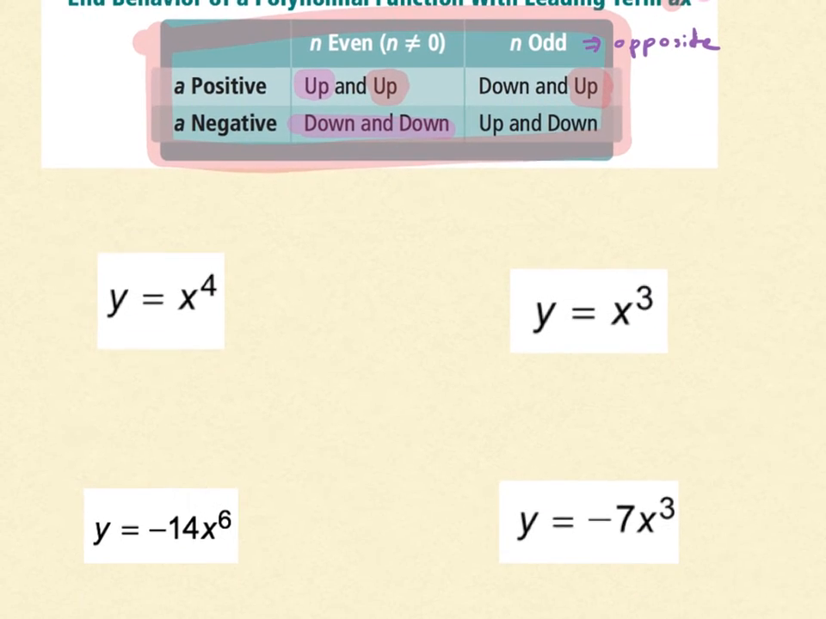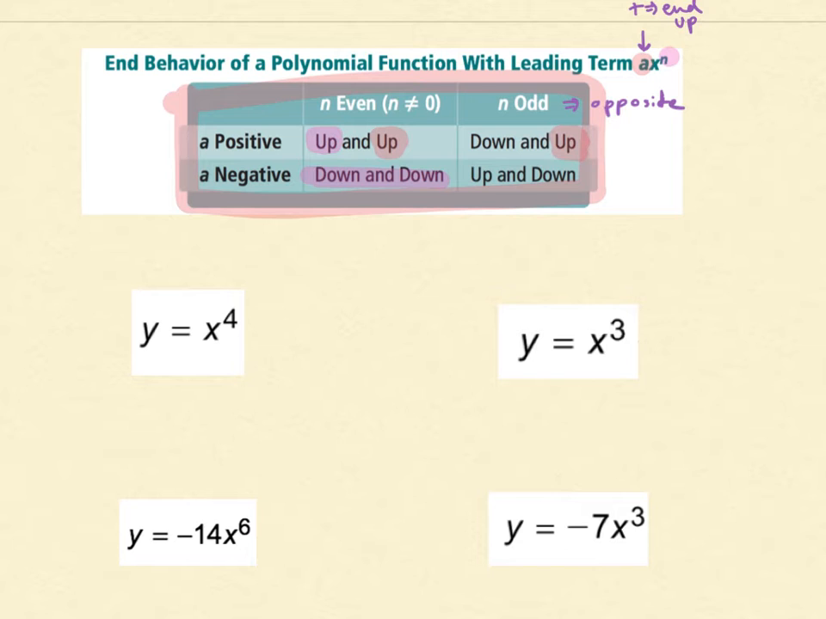So let's look at our examples on this side. So we have y is equal to x to the fourth power. Is this x positive or negative? Positive. So is our right arrow going to go up or down? Is it going to end going up if it's positive or down? It ends going up. So our right arrow is going to be up. And then is 4 even or odd? Even. So are they going to go in the same direction or opposite directions? Same direction. So our end behavior of our graph is going to go up and up.